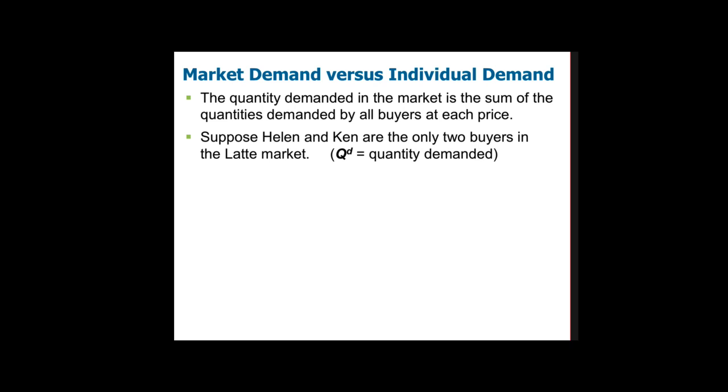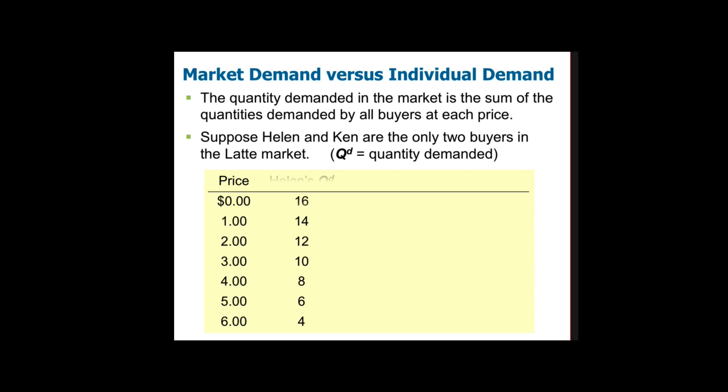So we're going to enter a very, very small world here. In this market, only Helen and Ken consume lattes. Our market consists of two individuals. So when we take each of their individual demands for lattes and add them together, we will have market demand for lattes. So there's Helen's. And Ken, not quite the latte junkie that Helen is. When we add them up, we get market demand.